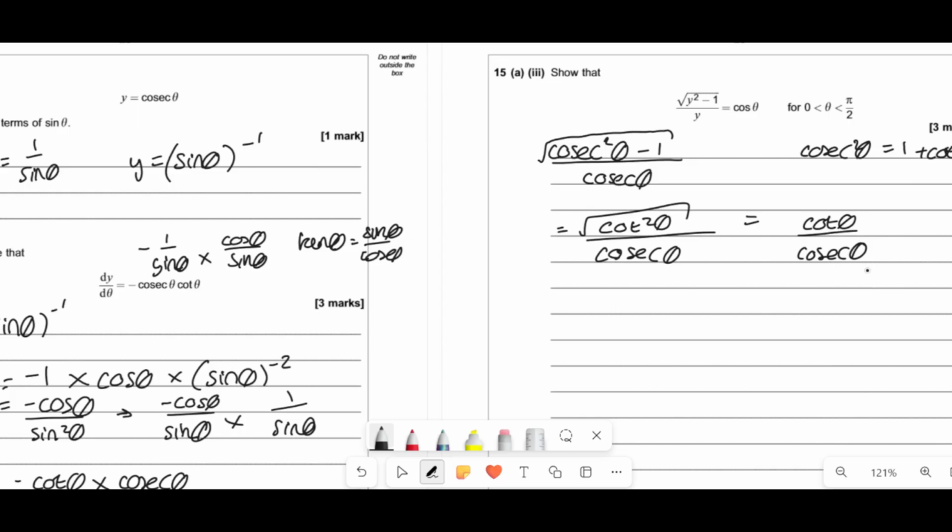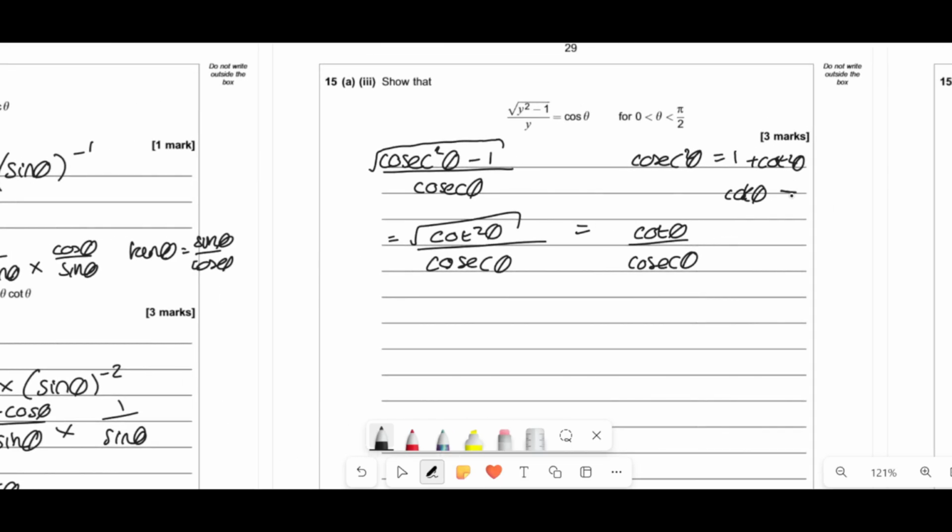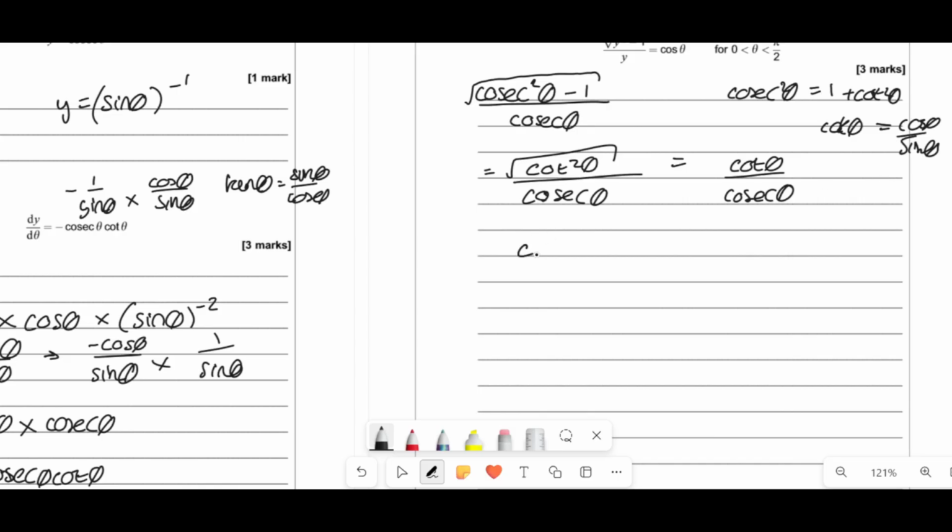Now, what else can we try and do here? Well, cot theta is going to be equal to cos theta over sine theta. So that's going to turn into cos theta over sine theta, divided by cosec theta. Remember that cosec theta is 1 over sine theta, so we're dividing by 1 over sine theta. It's the same as timesing it by the inverse. So it's going to be sine theta over sine theta, which cancels out, and you're left with cos theta.